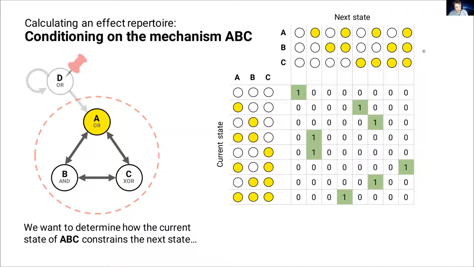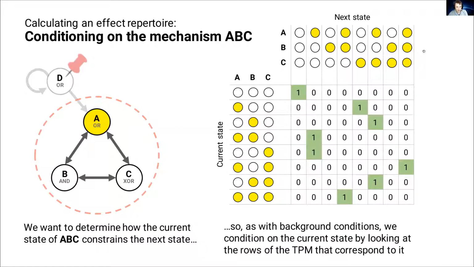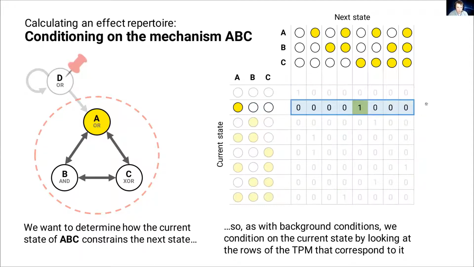And if A is on and B and C are off, we want to know what that does. So it's quite simple in this circumstance. What we do is we take the row of the transition probability matrix that corresponds to A being in an on state and B and C being in an off state, and we pull up the probability distribution of next states. So here are all the theoretical possible next states, and this is the probability distribution over those states.